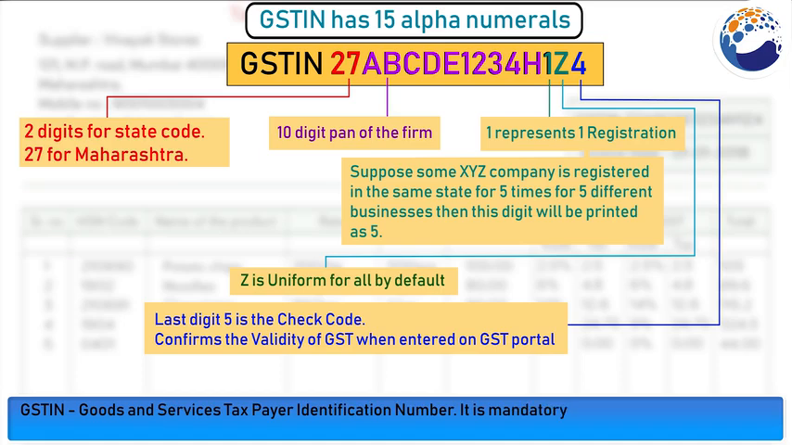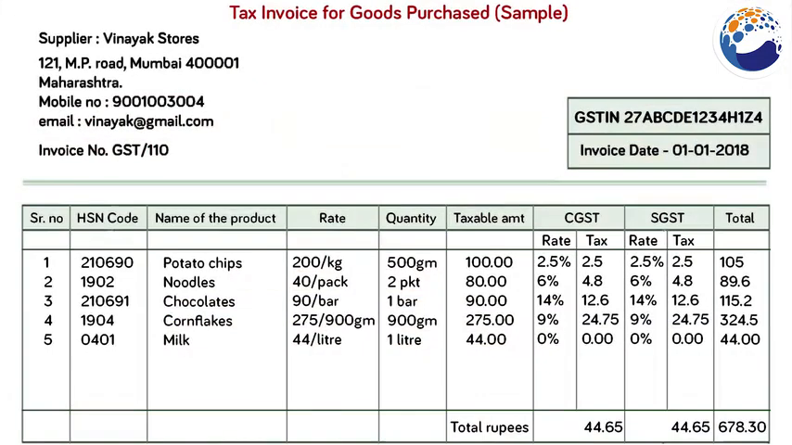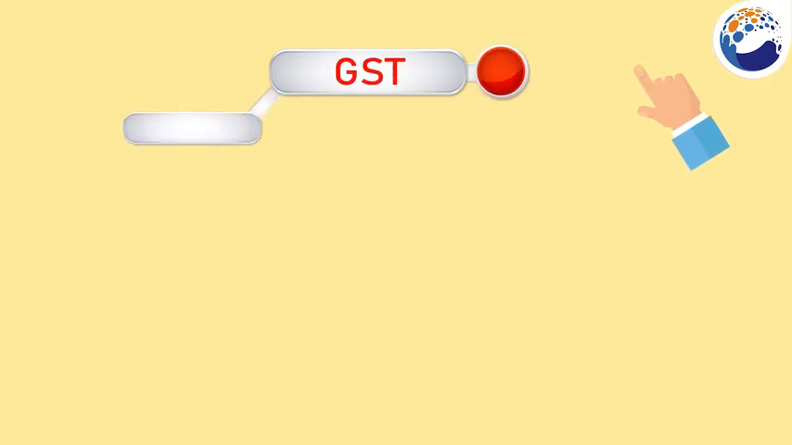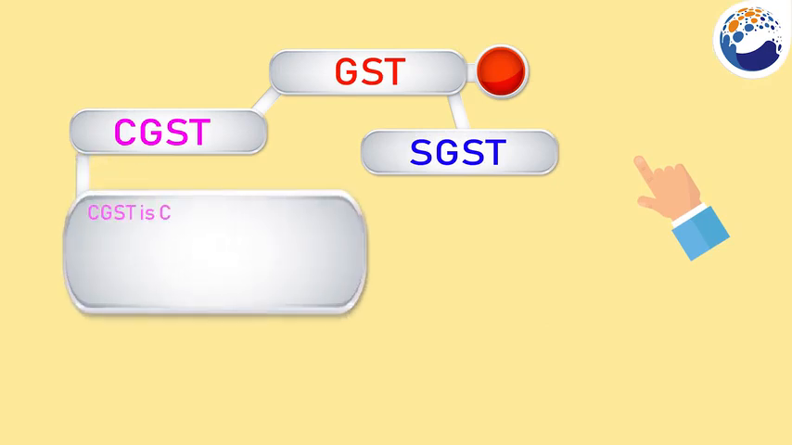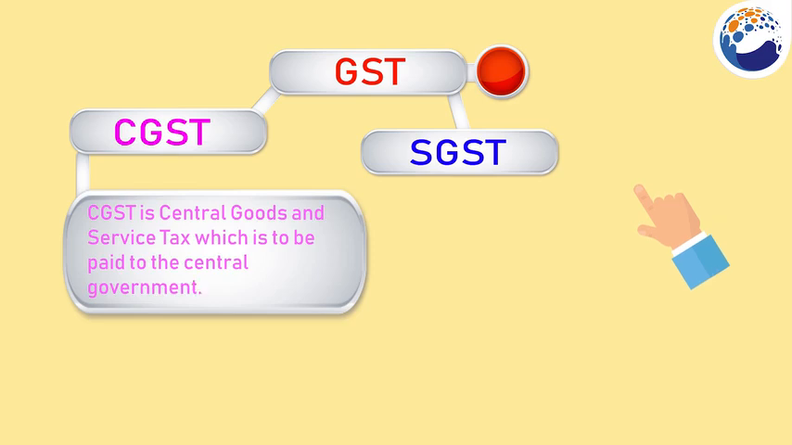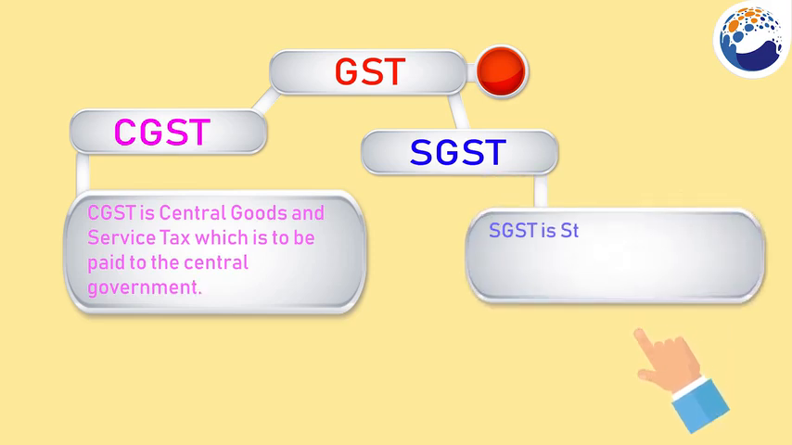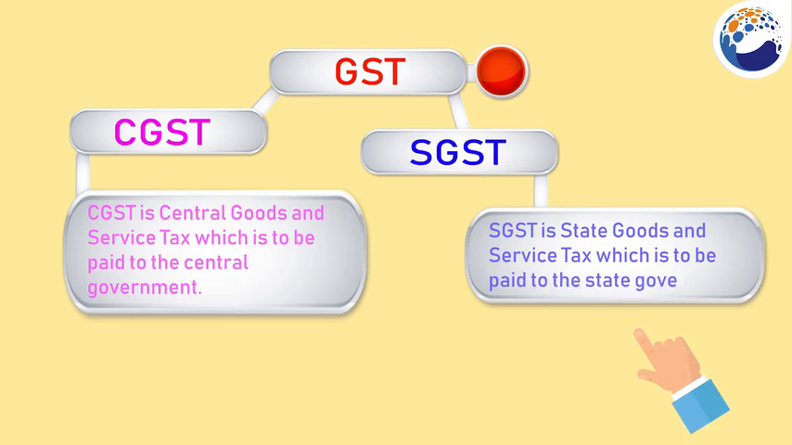GSTIN is mandatory for the dealer whose annual turnover in previous financial year exceeds rupees 20 lakhs. All goods are classified by giving numerical code called HSN code, Harmonized System of Nomenclature. GSTN has two components, CGST and SGST. CGST is Central Goods and Service Tax, which is to be paid to the central government, whereas SGST is State Goods and Service Tax, which is to be paid to the state government.